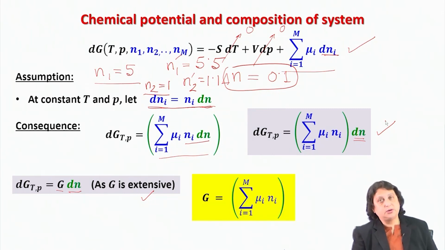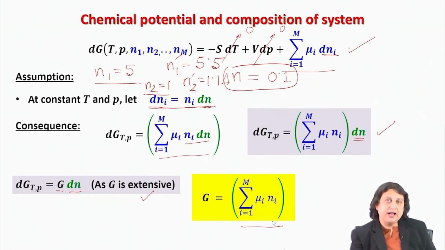My immediate conclusion is going to be that the Gibbs free energy at a given temperature and pressure is nothing but a summation of mu i Ni. So this expression is based on a perfectly general construction and exploits the property of G as an extensive quantity.